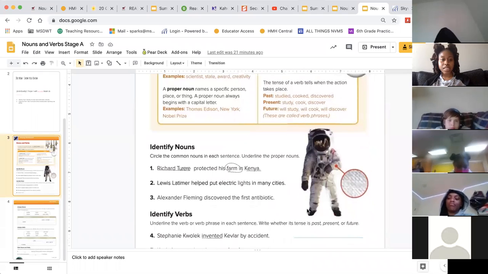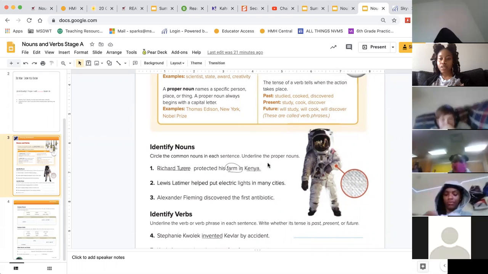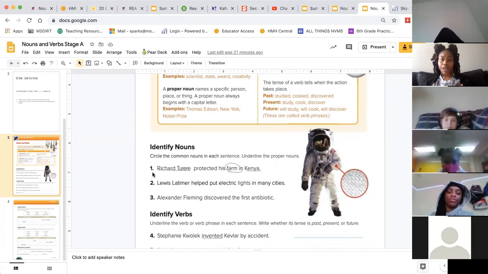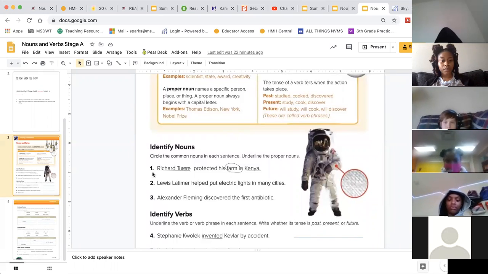All right, so let's look at this example. Identify nouns. Circle the common nouns in each sentence. Underline the proper nouns. I've already done number one. Richard Tureri protected his farm in Kenya. Richard Tureri and Kenya are both underlined because they are specific, right? Kenya is a specific country, so that needs to be underlined. It's a proper noun. And Richard Tureri needs to be underlined as well because that is a specific person. Farm is circled because it can be any farm. All right, so let's look at number two.